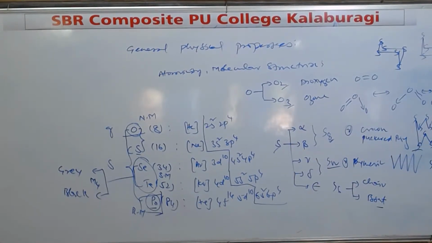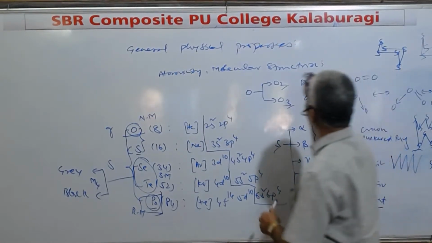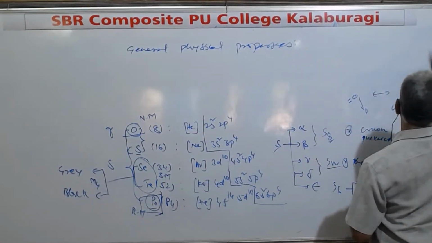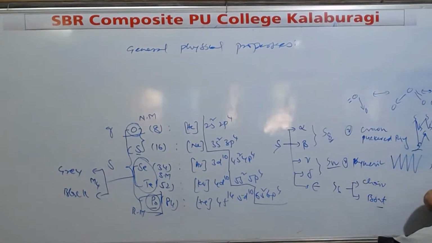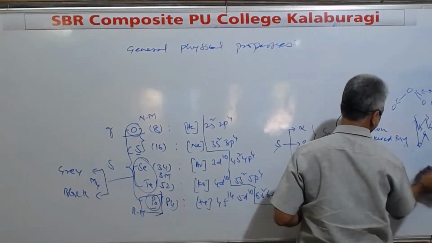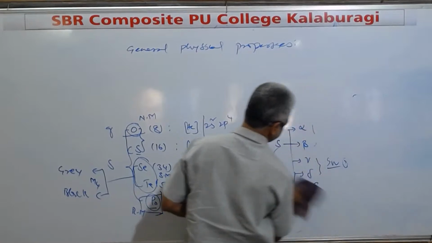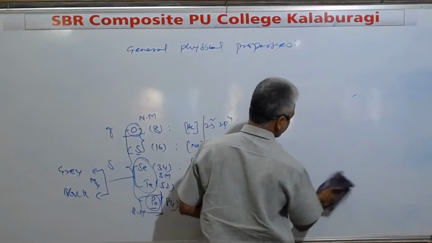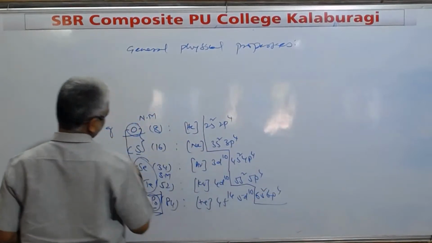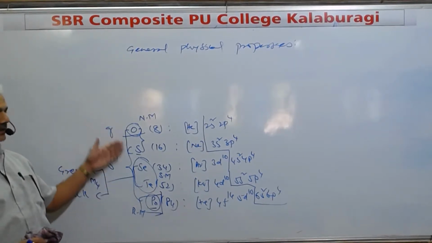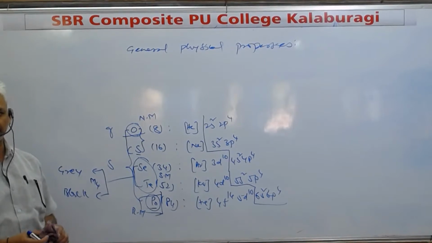Right. Next. What is the next physical property? So here itself we can compare one more property also, catenation. What do you mean by catenation? Self-linkage of atoms.